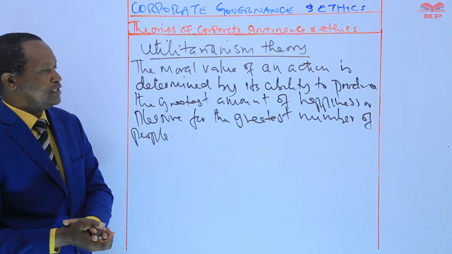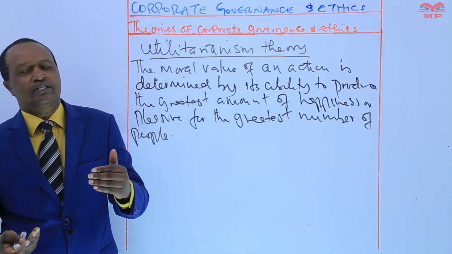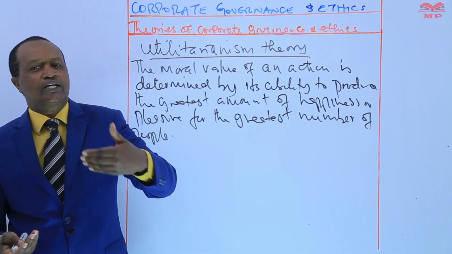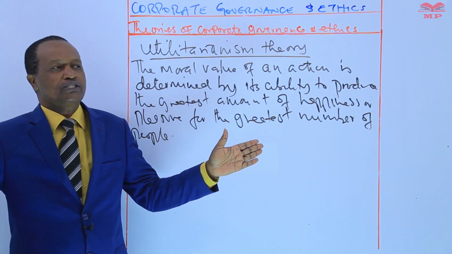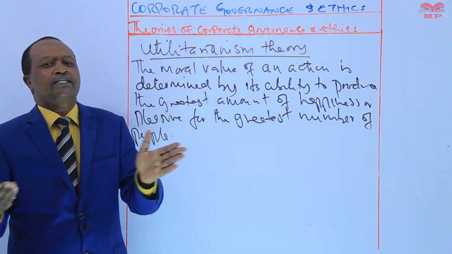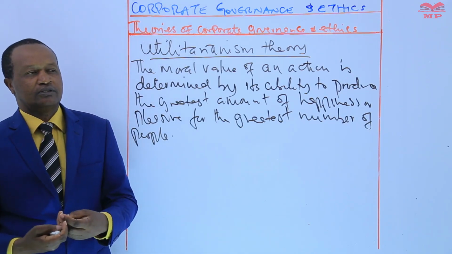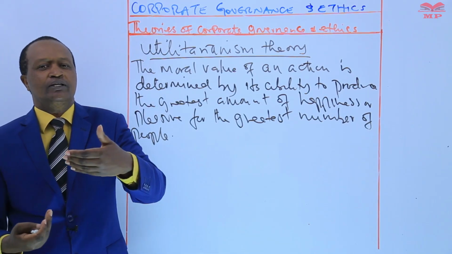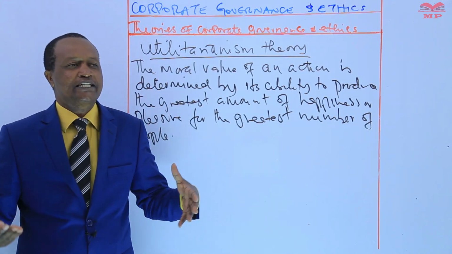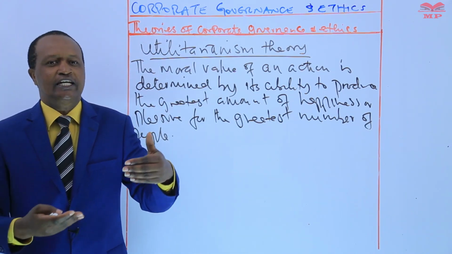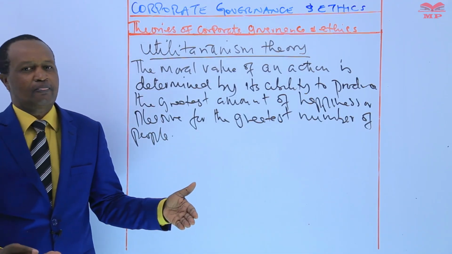Now, the critics of this theory argue that it may lead to a focus on short-term gains and overlook the long-term consequences, as well as the importance of individual rights and freedoms. There may also be disagreements about how to measure the overall net benefit to society and how to weigh the interests of different stakeholders.